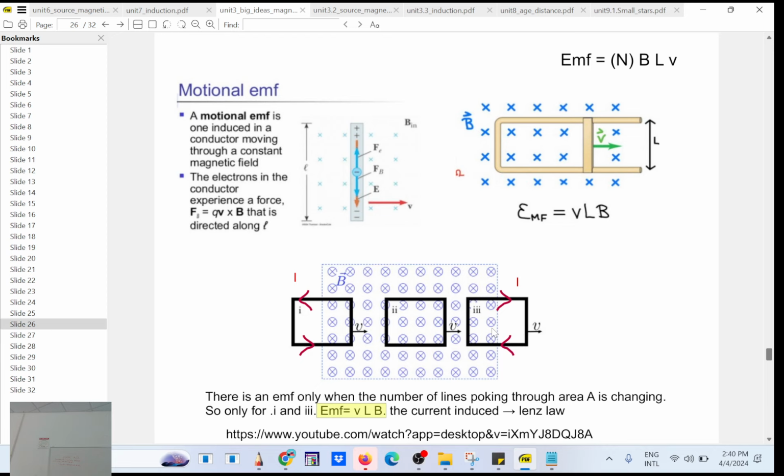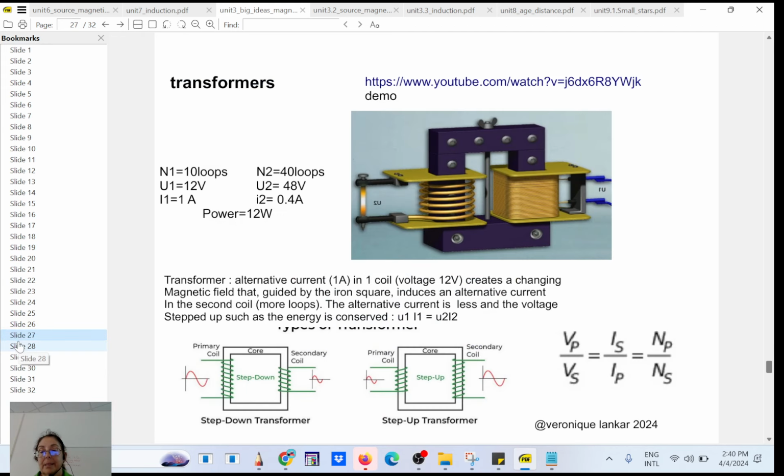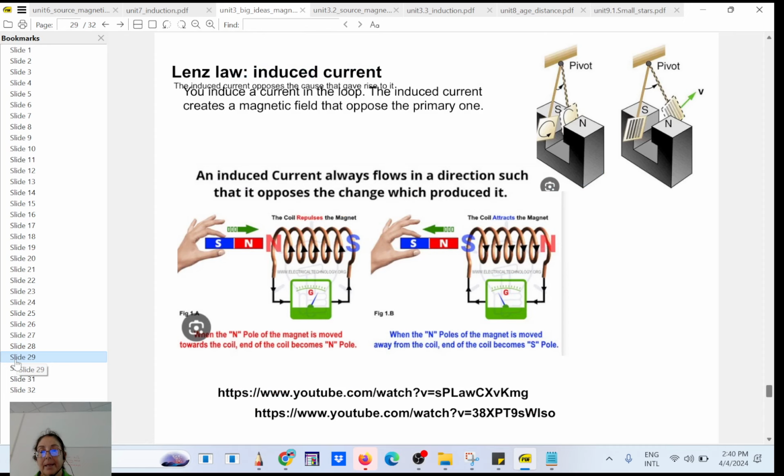So the current that will be induced will always oppose the change in magnetic field lines or the change in magnetic field. So if the magnetic field decreases, it will slow it down. Okay, it will oppose that. Okay, so this is called Lenz law. So we're going to talk about that.